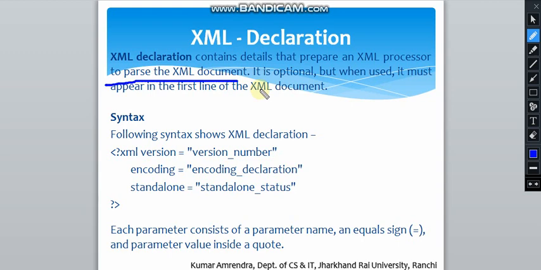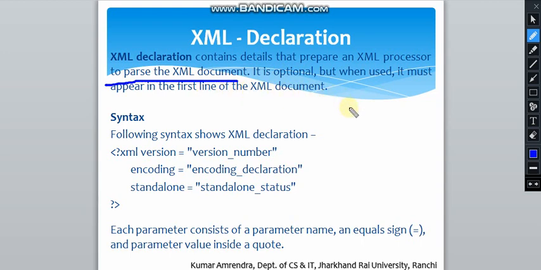So here system means the code, the XML code, and we insert some input and we find out what the outputs are which we are getting. So this declaration is optional. Sometimes we declare it and sometimes we do not have to declare it. It is optional, but when used it must appear in the first line of the XML document.